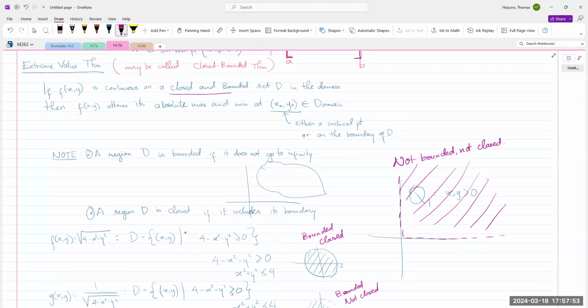Now, what this theorem says is that if you apply this function on a closed and bounded set D, then the function must have its absolute maximum and minimum at either the critical points or on the boundary.